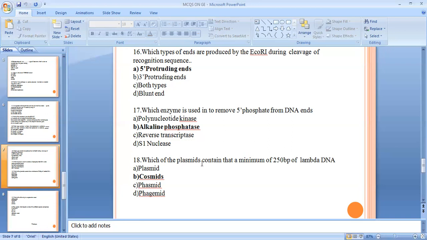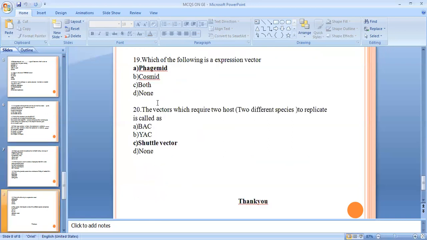Which of the vectors contains a minimum of 250 base pairs of lambda DNA? Your options are A, plasmid, B, cosmids, C, plasmid or phasmid. So the right answer here is cosmids. Next question is coming to you.